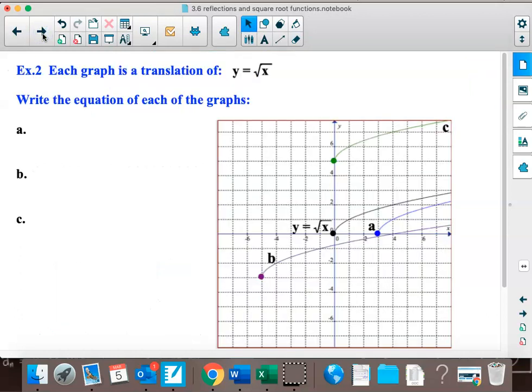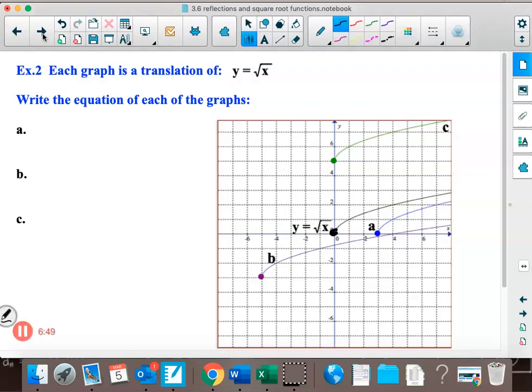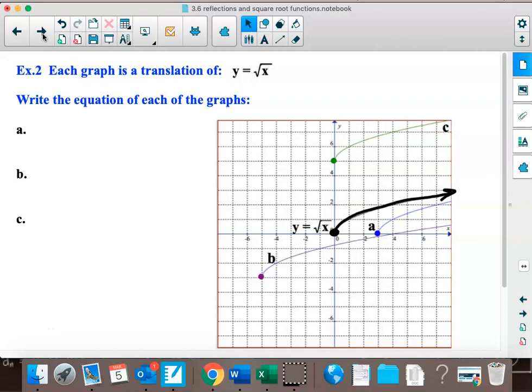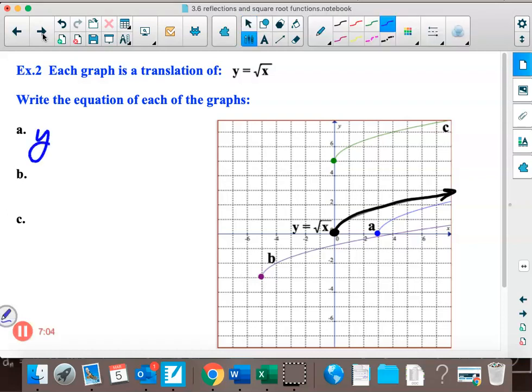So we're going to start by reviewing what we did yesterday. Yesterday we learned translations, but we learned them in the context of y equals x squared. Today we're going to do translations in the context of y equals root x. So root x right here starts at 0, 0, and goes out like that. So we have graphs A, B, and C. I'm going to start you off with graph A.